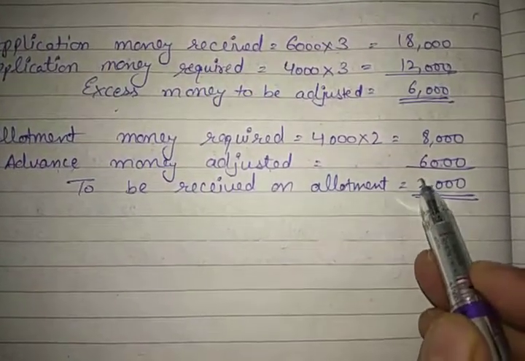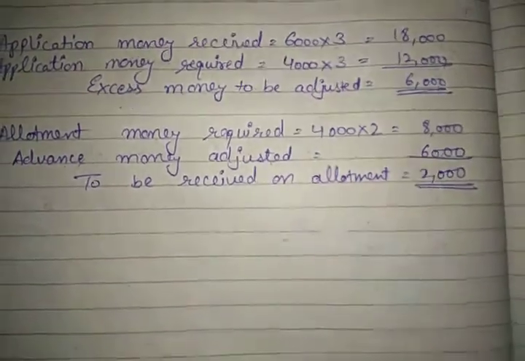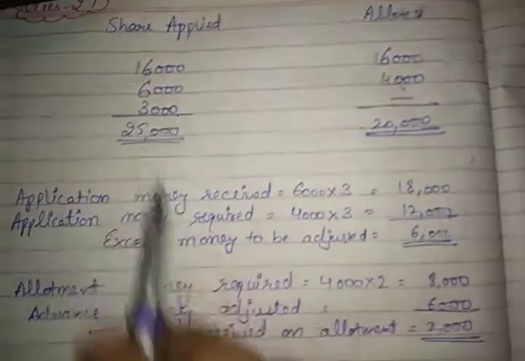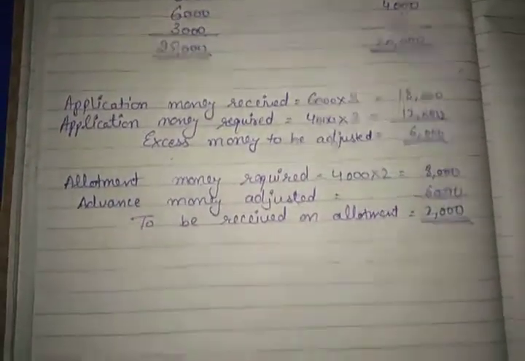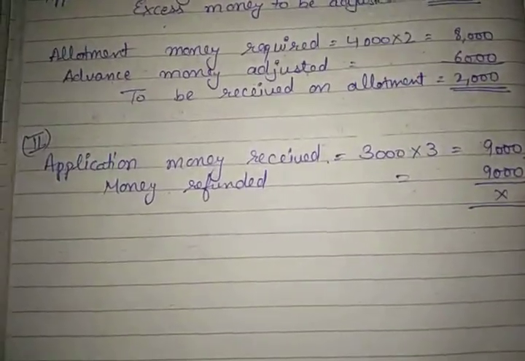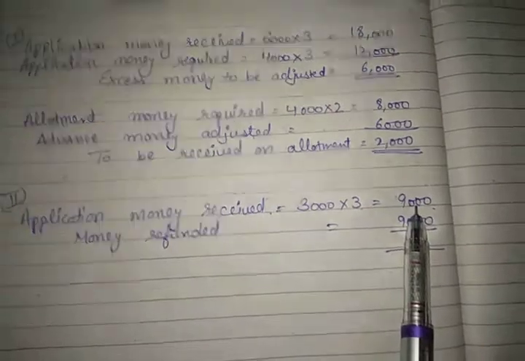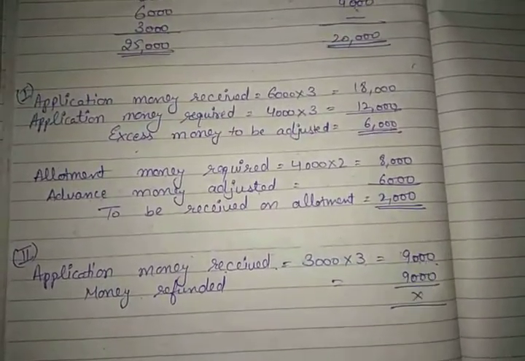That is a total of 2,000 rupees that is to be received on allotment. And similarly we will make such a chart for the second case, that is 3,000 shares. Now you will do it as application money received: you have received 3,000 shares at the rate of 3 rupees, so 9,000 rupees you have received in total.